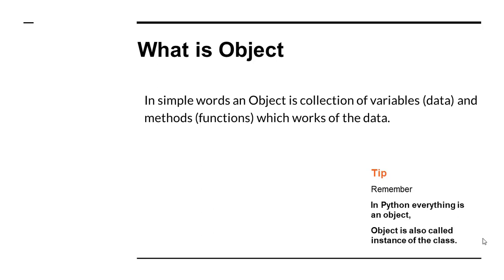So each object has certain properties, or variables, or in simple words data, and each object has certain behaviors, or methods, and these methods work upon the data that we have, the variables or the properties. So an object is nothing but a collection of variables, in simple terms data, and the methods which work on the data. Remember one thing, as a tip: in Python everything is an object.